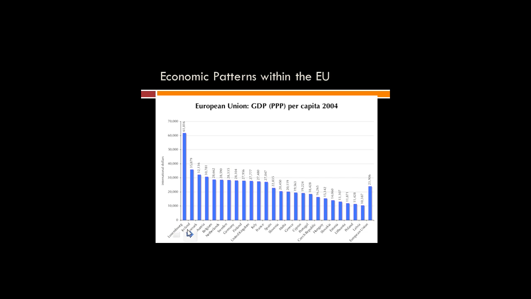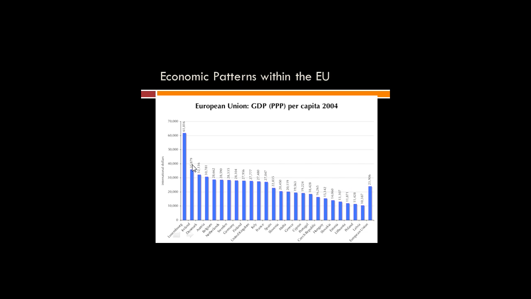Luxembourg, Ireland, Denmark, Austria, Belgium, the Netherlands, they all have GDPs per capita around $30,000, so they're pretty wealthy. But down here in Estonia, Lithuania, Poland, and Latvia, GDP per capita is only about 10,000 American dollars. That means some parts of Europe are 3 times as wealthy as the other parts of Europe. That's a big disparity. And if you know the geography of this, that actually is going to be important.